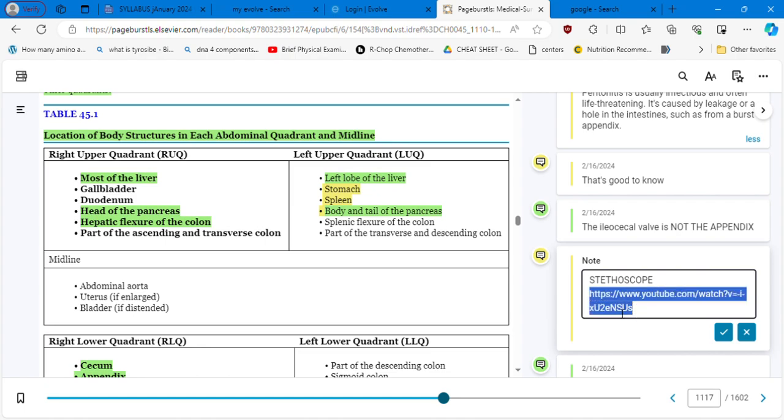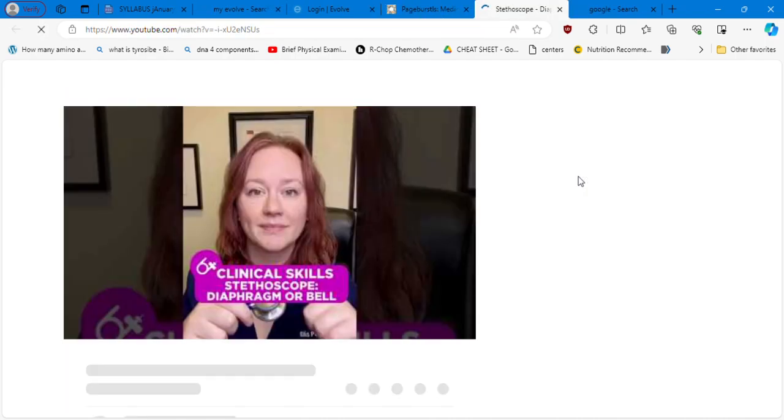okay, we're gonna put a video right now about the stethoscope because this is something very important for you to remember.